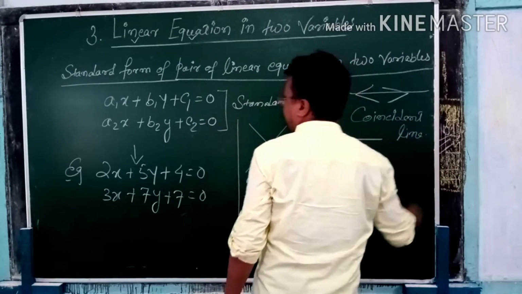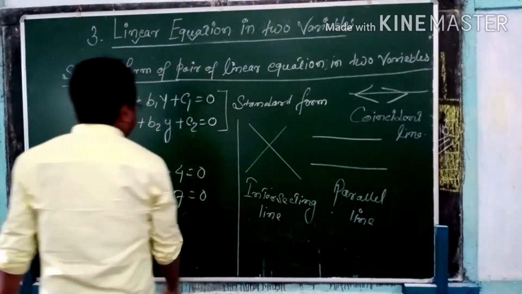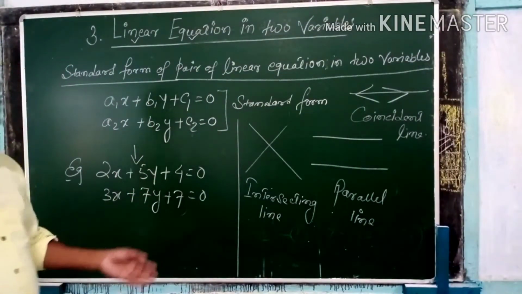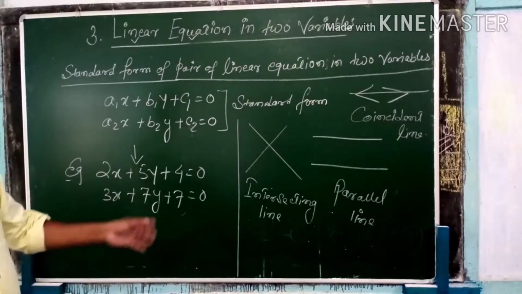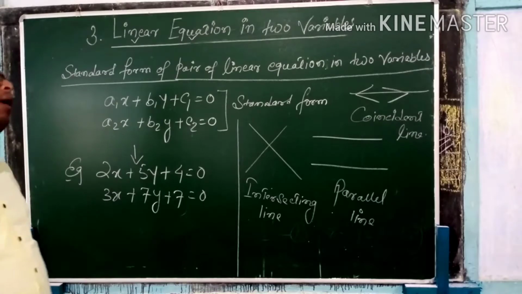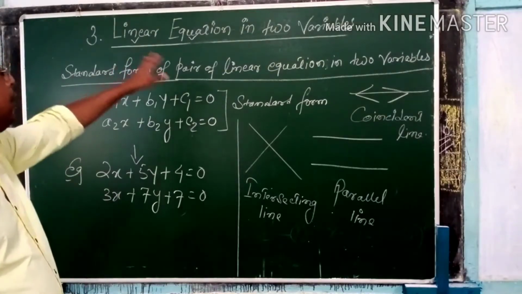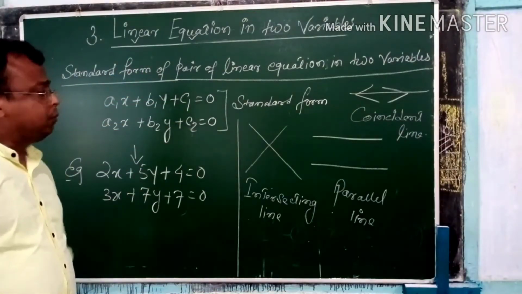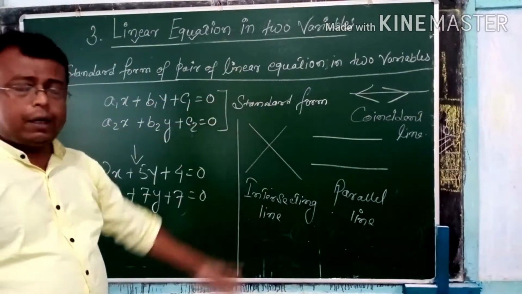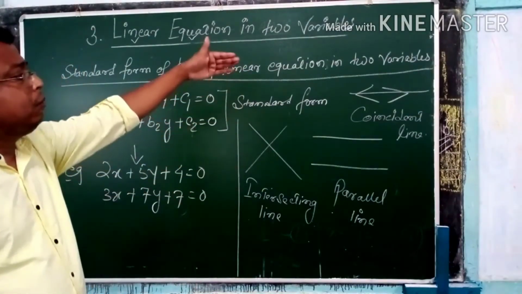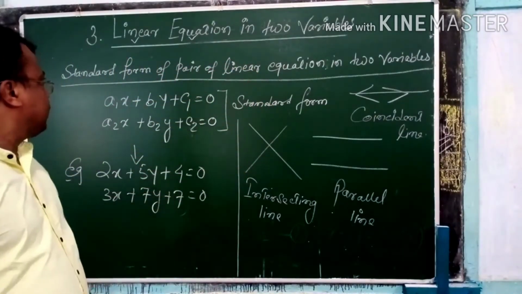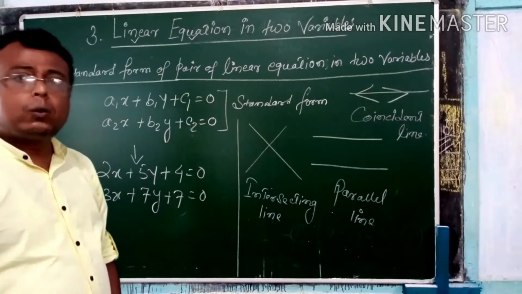Okay, this is called coincident line. Okay, so this is the standard form of pair of linear equation in two variables. And what type of graph we will get while we draw the graph of this pair of linear equation in two variables? So intersecting lines. Sometimes we may get parallel line, and sometimes we may get what? Coincident line. So that much about standard form of linear equation in two variables.